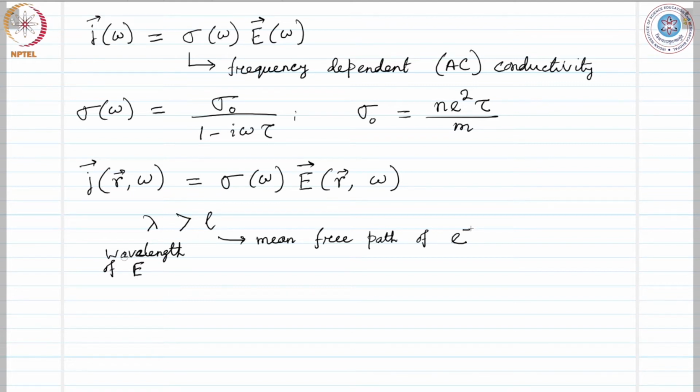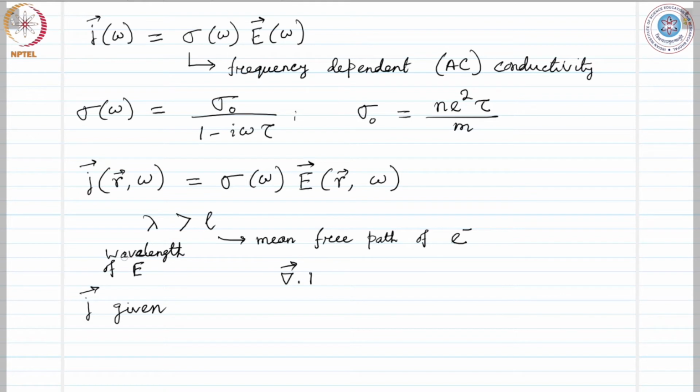Now, this condition is normally satisfied in the case of ordinary metals and visible light. If we assume that the wavelength is large compared to the mean free path, we may proceed like this: in the presence of a specified current density J, we can write Maxwell's equations. They would take the form in CGS units, of course, because we have been working with CGS units.